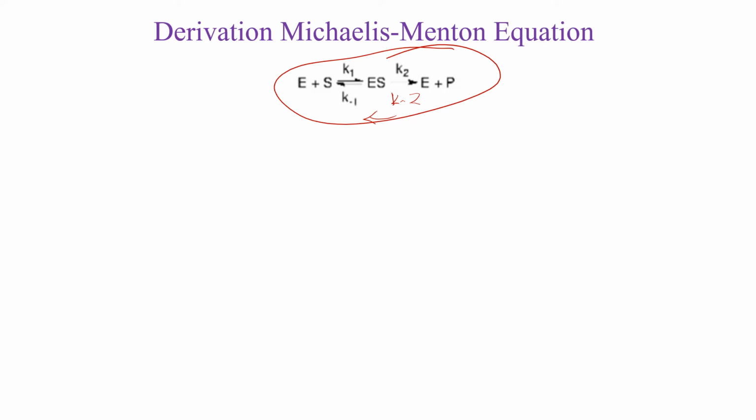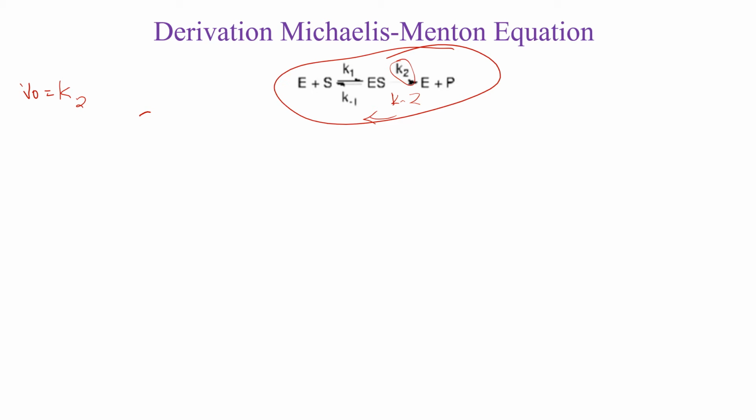So the initial velocity is equal to K2, the rate constant of the second step, times the enzyme substrate complex. And the problem is we don't know the enzyme substrate complex because it forms during the reaction. But we can make an assumption that it's at a low concentration and it doesn't change, because the rate of its formation is equal to the rate that it breaks down.